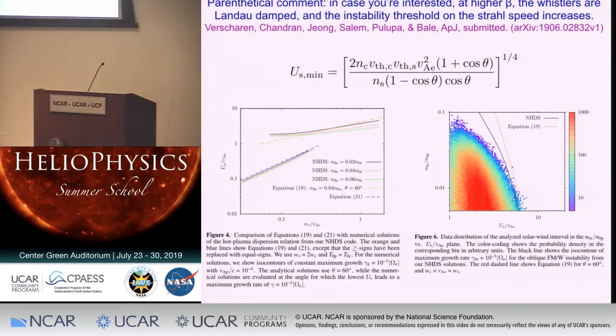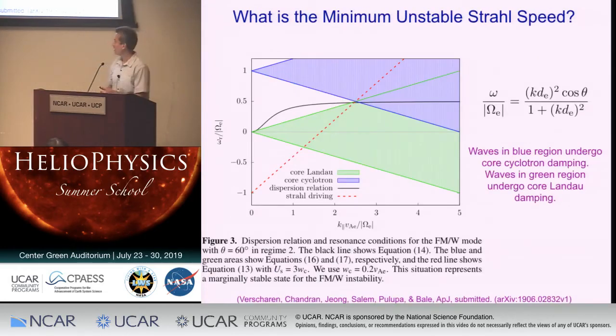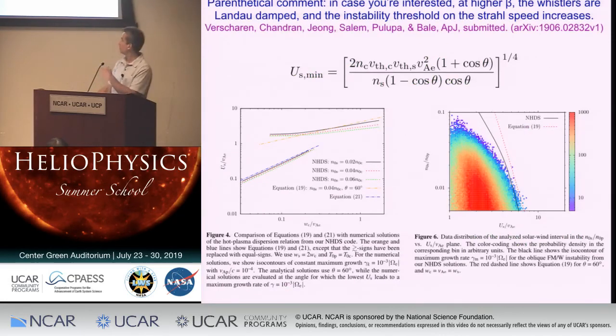If beta gets bigger than that, the problem is that the dispersion relation is going to end up being down in the green area, and then you have to compete against Landau damping. We did that calculation also, and this is the resulting dispersion relation using that Kennel and Wong theory. Yes, Sam.